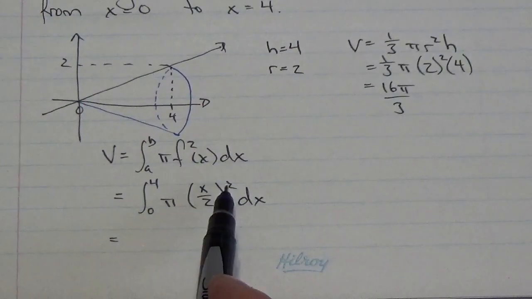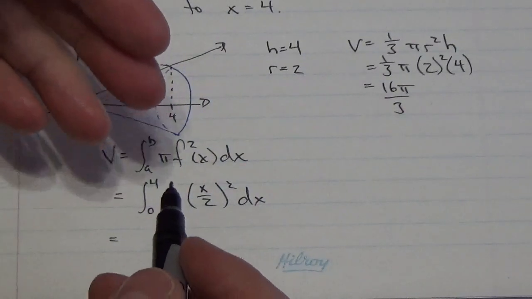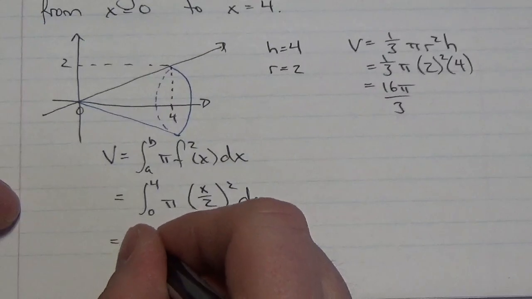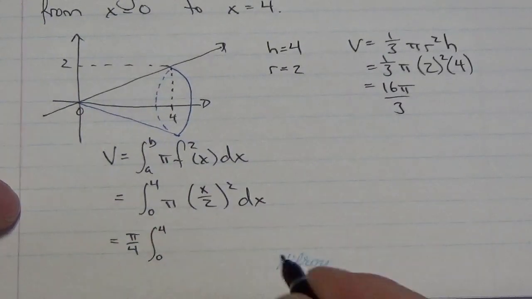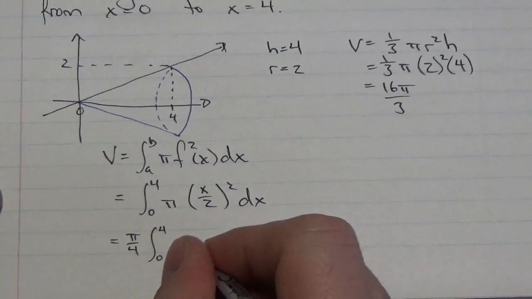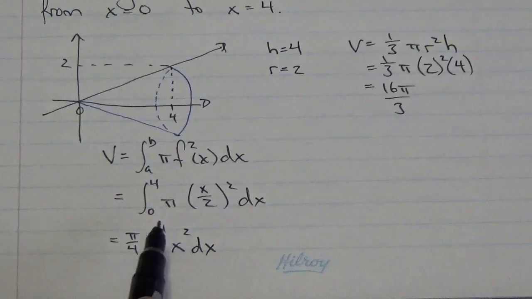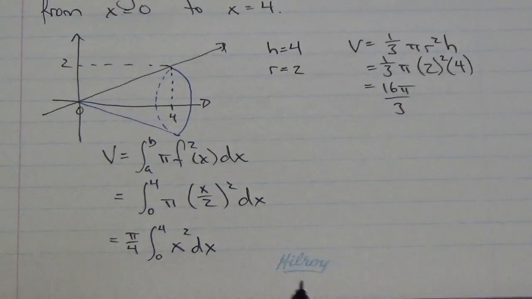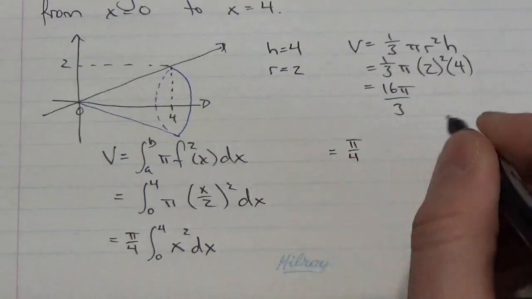Additionally, this is going to end up being x squared over 4. So I'm going to end up with a coefficient of pi over 4, and I can just take that out front there. That's not going to cause me a problem. I can introduce that later on here, and I get x squared dx. So I'm going to take pi over 4 multiplied by the integral from 0 to 4 of x squared dx.